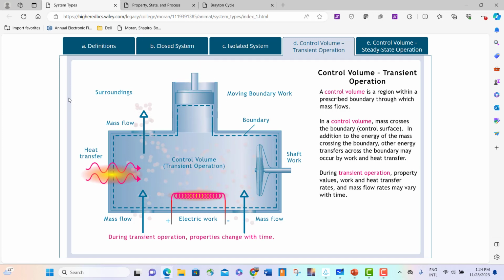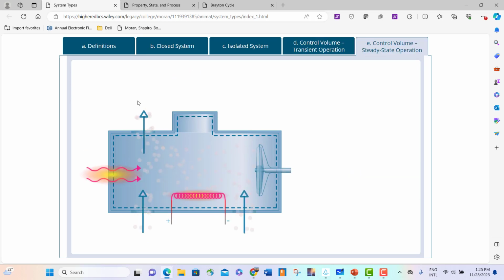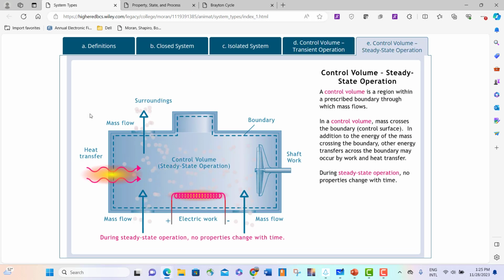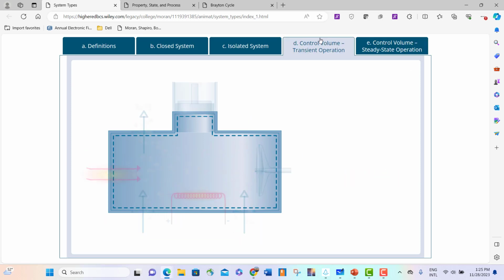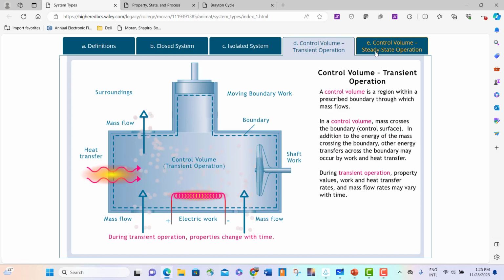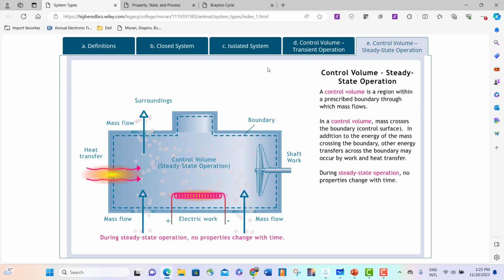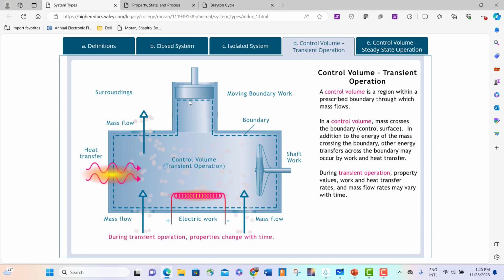Okay, and then let's look at steady state control volume. There you go. So we have no work being done on that. The boundary is staying the same. So you see the two differences right here. Sorry, you are actually having work done plenty of different ways, but nothing being done by the moving boundary work.